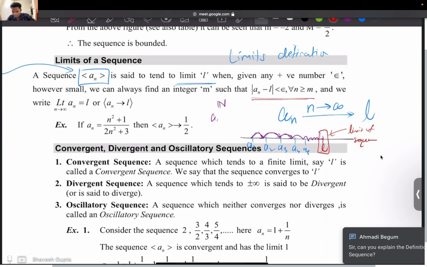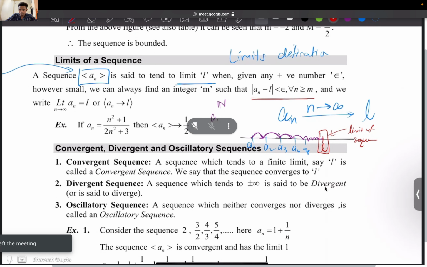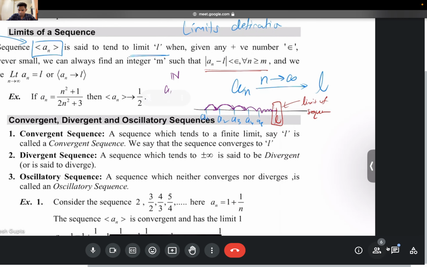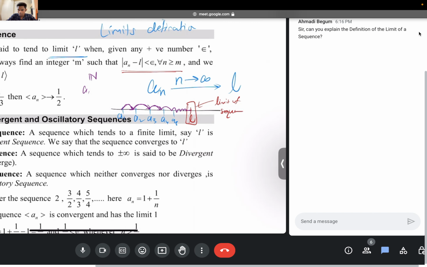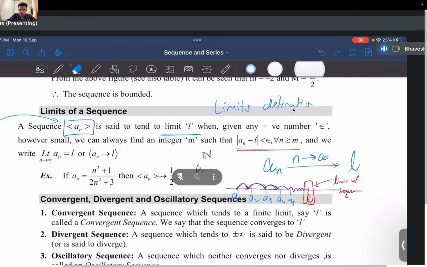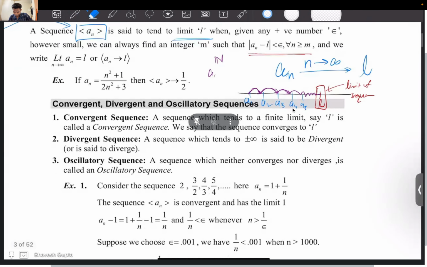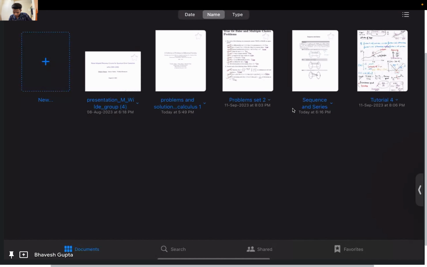Okay, can you explain the definition of the mod a_n minus L less than epsilon? Yeah, sure. Just a minute.